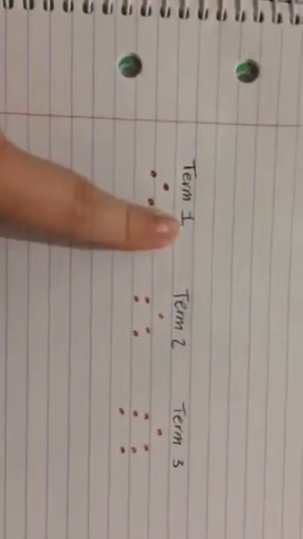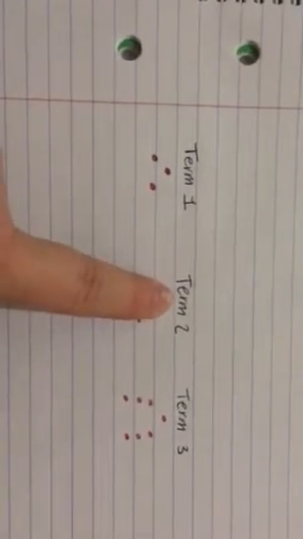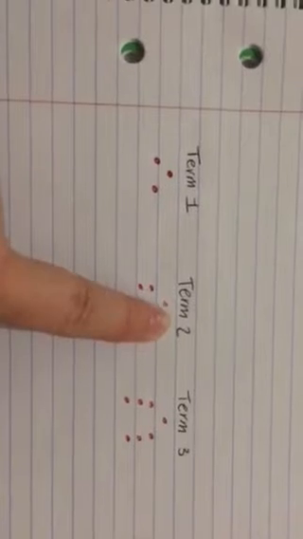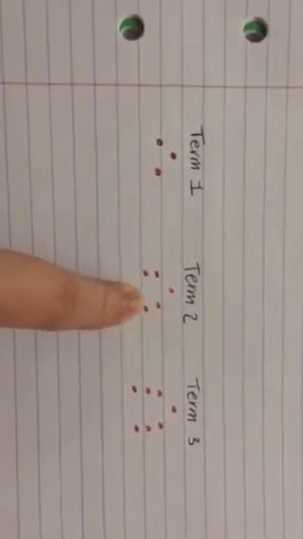But what they might do is say term 1 is connected to 3 because you times 1 by 2 and add 1. So 1 times 2 equals 2, so there are 2 dots here, and then you add 1. And then you can see if it works here. 2 times 2 equals 4, so 1, 2, 3, 4, then you add 1. Okay, so it's looking good so far.